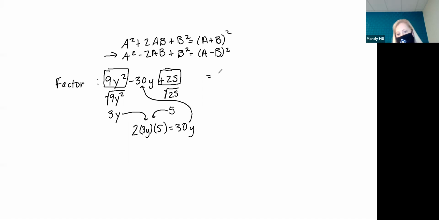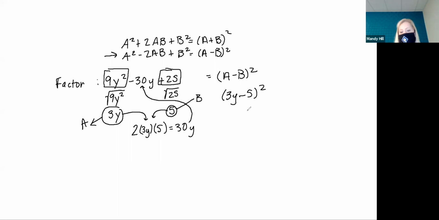And I want to go straight to this a minus b squared, because this is the whole reason you can cheat. This first thing that we found was our a. The second thing that we found was b. So I can just go straight to the answer and say, well, it's 3y, because that's my a. Then it's minus b, which is 5 squared. And just keep in mind that that's the same thing as 3y minus 5 times 3y minus 5.